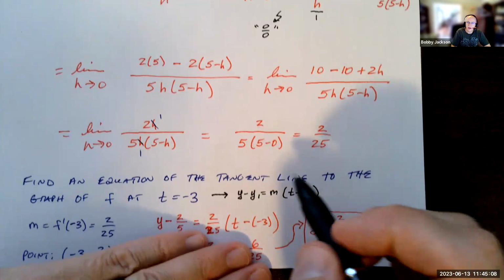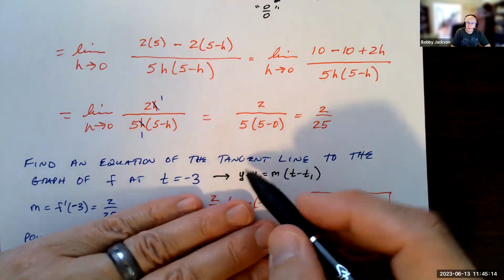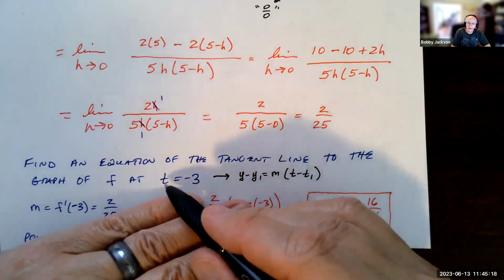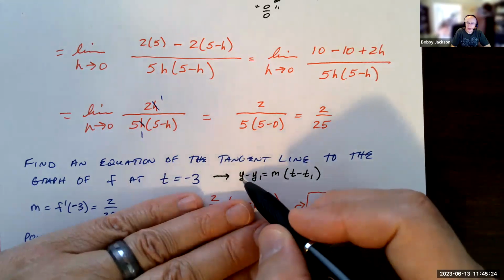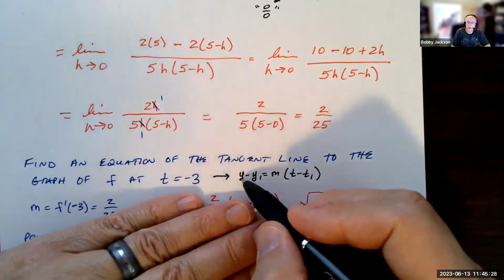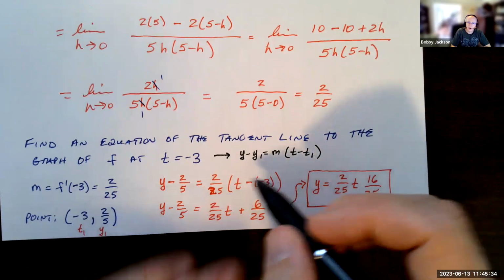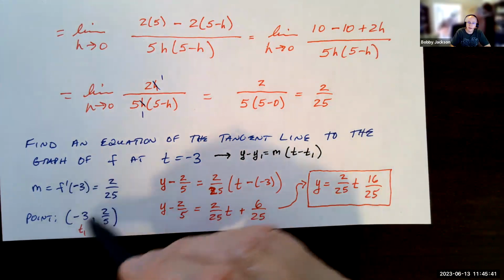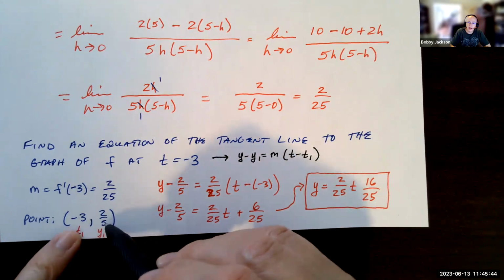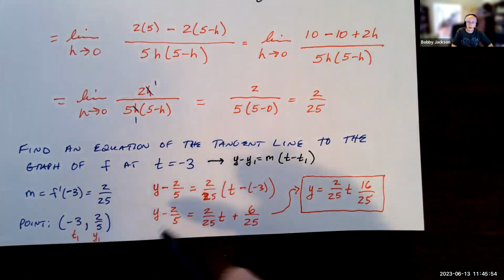Now, we're to find an equation of the tangent line to the graph of the function f at t equal -3. So remember the equation of a line. Notice our independent variable here is not x, but it's t. So your function should be y as a function of t. So in that case, the point slope form of the line is y minus y1 equals m times the quantity t minus t1. And so what is m? That's the slope of the function at -3, the derivative, which we just found. It's 2/25. And what's the point? Well, it's at -3 comma f of -3. And if you remember up here, we said f of -3 was 2/5. So it's at the point -3 comma 2/5.